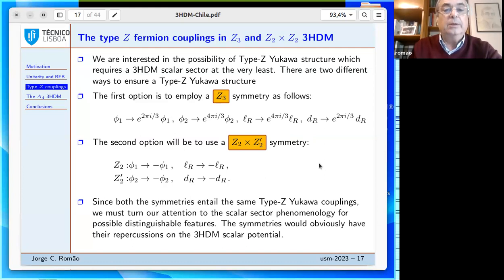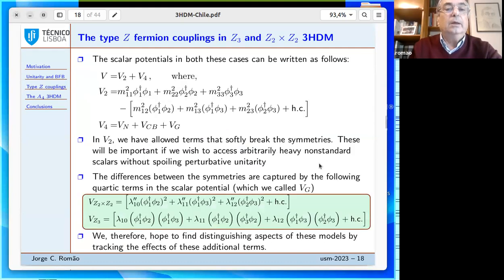Now, I'm writing again this potential. Now I'm including something that I was not giving explicitly, a quadratic part of the potential. I was not giving it explicitly because I was just interested in bounded-from-below conditions that come from the quartic part.